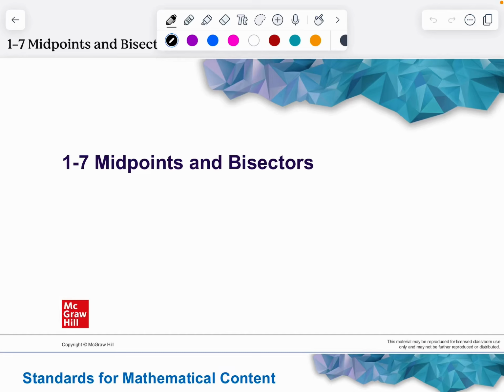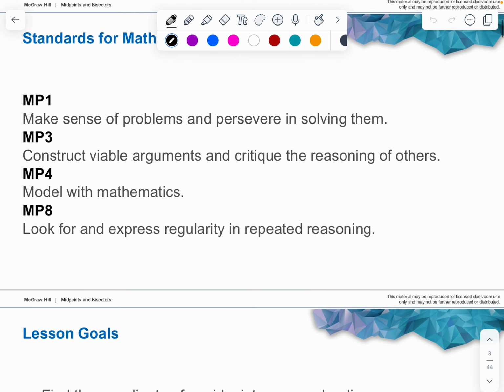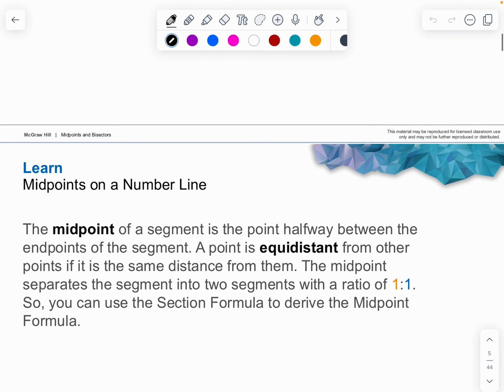All right, 1-7, our last lesson in MT1, midpoints and bisectors. We are going to learn about the point in a directed line segment that partitions it in a given ratio, specifically exactly in half. We're also going to learn about the word bisect.